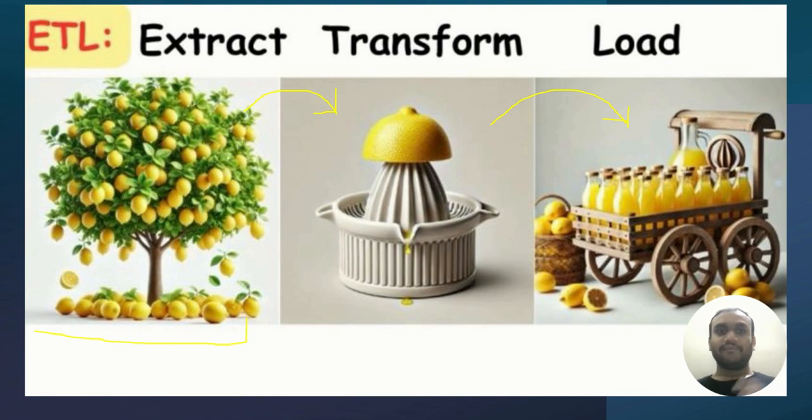So the tree is your source, lemons are your data, and extracting or picking those lemons from the tree is the extraction, and taking out the juice from those lemons is the transform, and collecting that juice and delivering it to the market. Collecting the juice is the load, and taking that juice to the market is your business analytics or outputs from your business or from your clients, or you can take some meaningful outputs from those raw lemons.